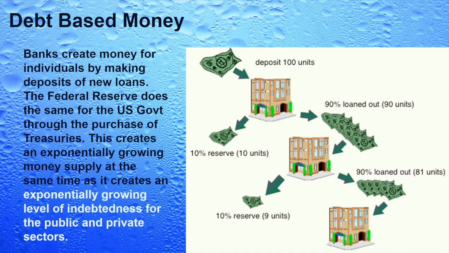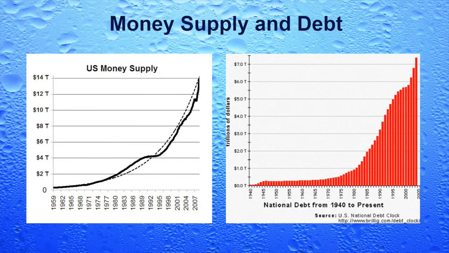This process of bank money creation causes an exponentially growing money supply. At the same time, it creates an exponentially growing level of indebtedness for both the public and the private sector. This chart shows the data that proves that. On the left, you have the U.S. money supply from 1959 to 2007, and on the right, you have the national debt from 1940 to present. In both cases, you see an exponential growth curve. That means that the growth of money and debt is increasing at an increasing rate.